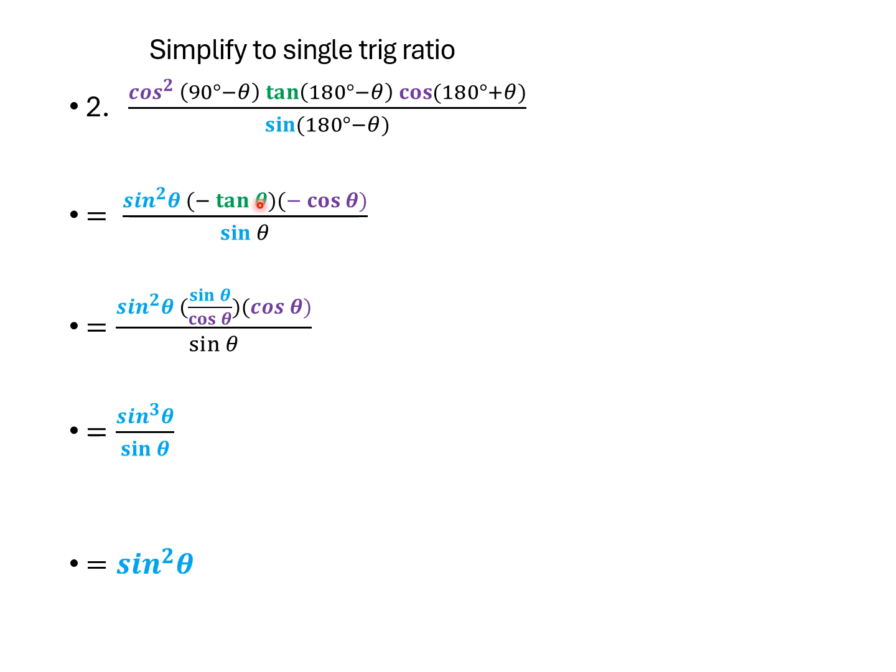Whenever I see tan next to cos, I'm going to write tan as sine over cos, so that becomes sine θ over cos θ. Again, I multiply the negatives away: negative times negative becomes positive. From there, cos and cos cancel. I'm left with sine θ times sine squared θ, which gives me sine cubed θ divided by sine θ. And if I divide, 3 minus 1 gives me sine squared θ. So there's my single trig ratio. I hope you follow.